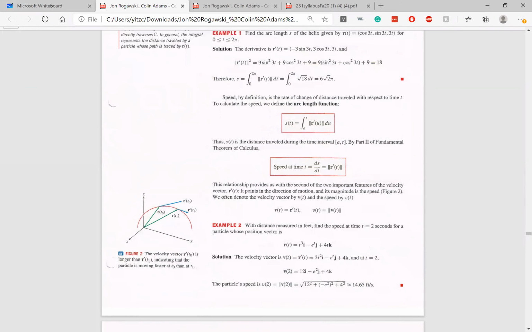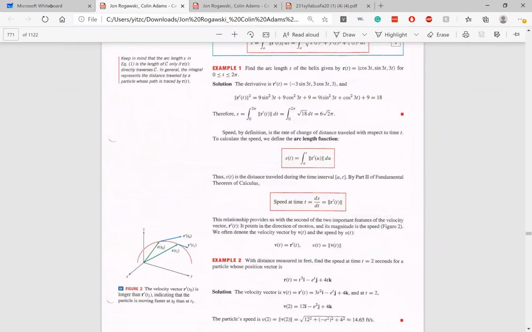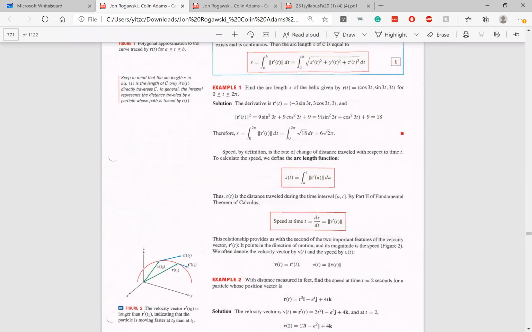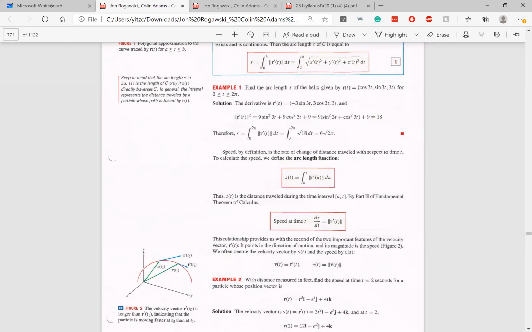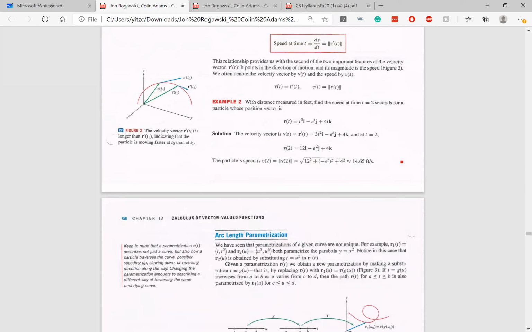So in order to find the arc length in general, we are going to look at this equation over here. And in order to find the speed of some particle along a curve at a given time, we can look at this equation over here. And the reason that they're similar is that in order to find the arc length, we can take the integral of all the little velocities along the curve. Any questions about this? Okay, so let's do an example.